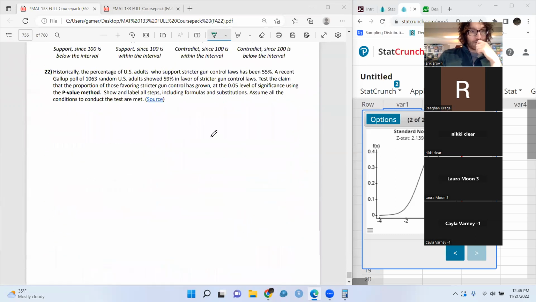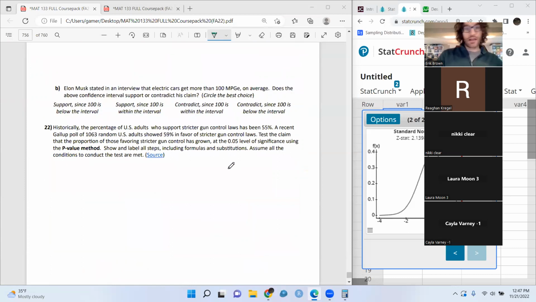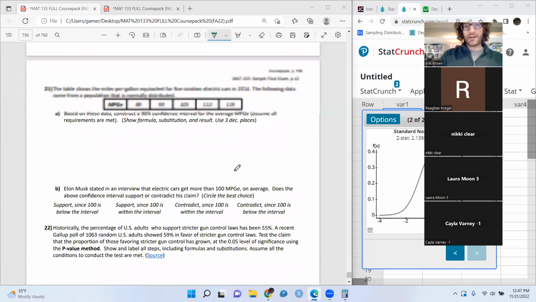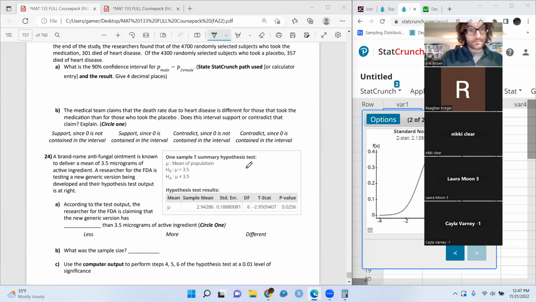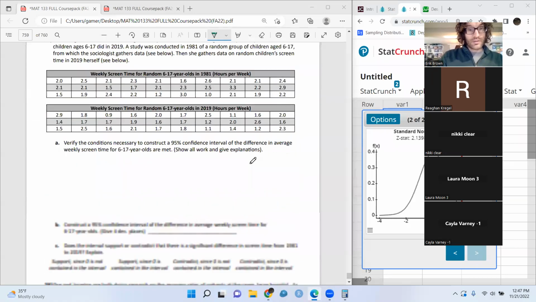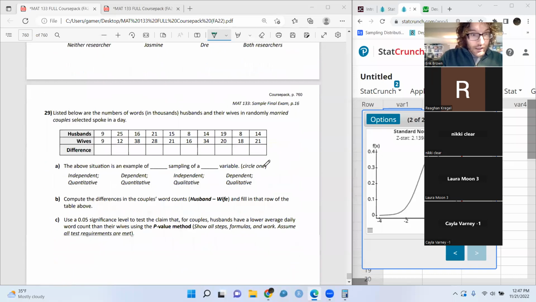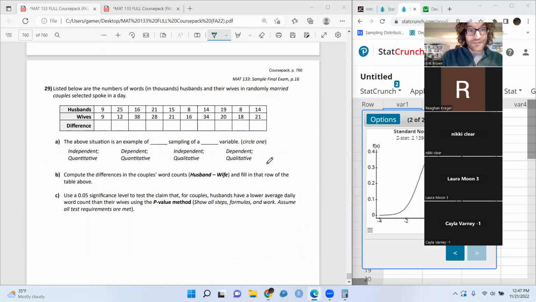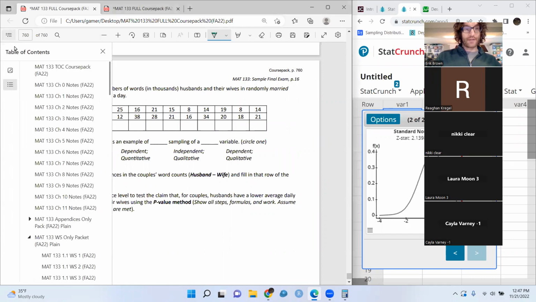Wait for it. Here's one. Number 22 is a hypothesis test on page 756. And on page 760, there's a hypothesis test. So there's two hypothesis tests that you're going to do on the sample final exam that you get graded on for correctness, and it also goes towards your final exam grade.